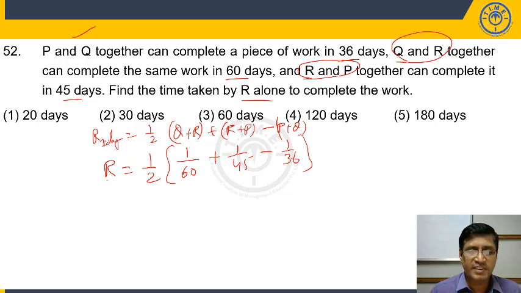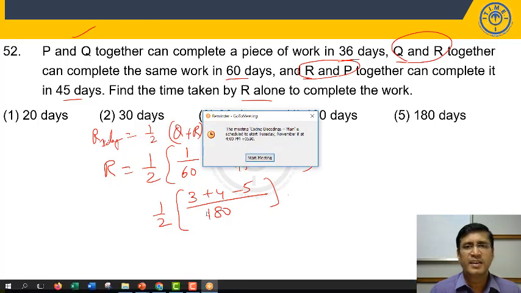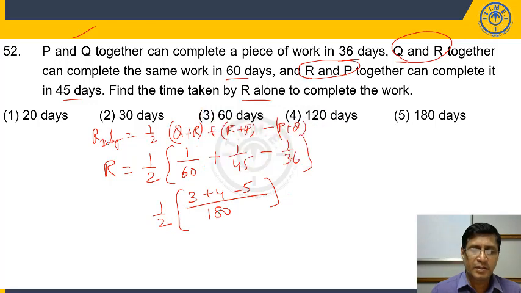Okay. So what is the discussion? R is equal to 1 by 2 into 1 by 60 plus 1 by 45 minus 1 by 36. LCM is 180. So 1 by 2 into 180 is the LCM. It goes 3 times, whereas here 4 times and 5 times. Now what is the result? 3 plus 4, 7 minus 5, 2, and 2 gets cancelled. The remaining is 1 by 180.